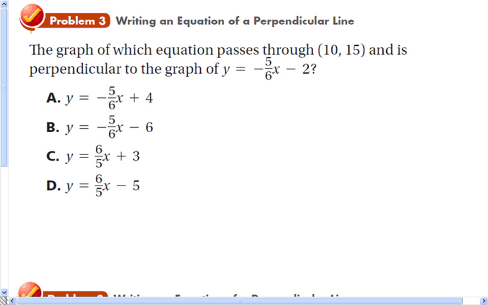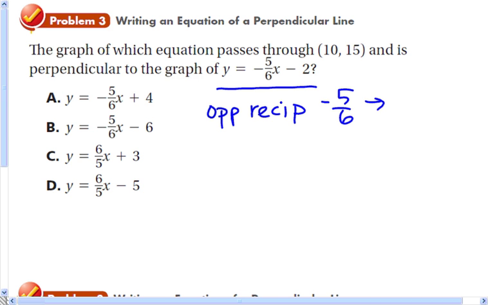All right. Graph of which equation passes through (10, 15) and is perpendicular to the graph of y equals -5/6x minus 2. To be perpendicular, the slopes have to be opposite reciprocals. So what slope is the opposite reciprocal of -5/6? Flip it over to get the reciprocal. This is negative, so this one needs to be positive. So opposite reciprocal would be 6/5.